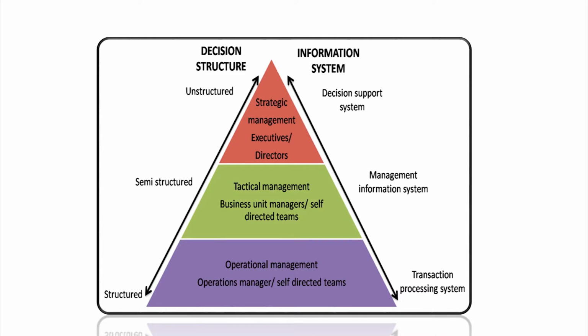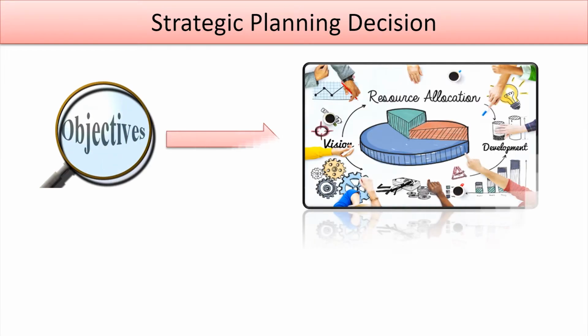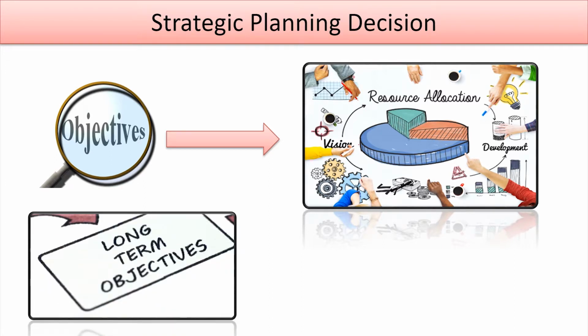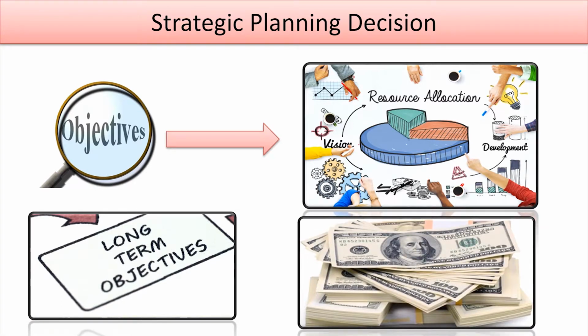Depending on the purpose of decision making, the decisions can be classified into three categories: strategic planning decisions, management control decisions, and operational control decisions. First of all, let's have a look at strategic planning decisions. These are the decisions in which the decision maker develops objectives and allocates resources to achieve these objectives. These type of decisions are long-term and involve huge investment and effort.